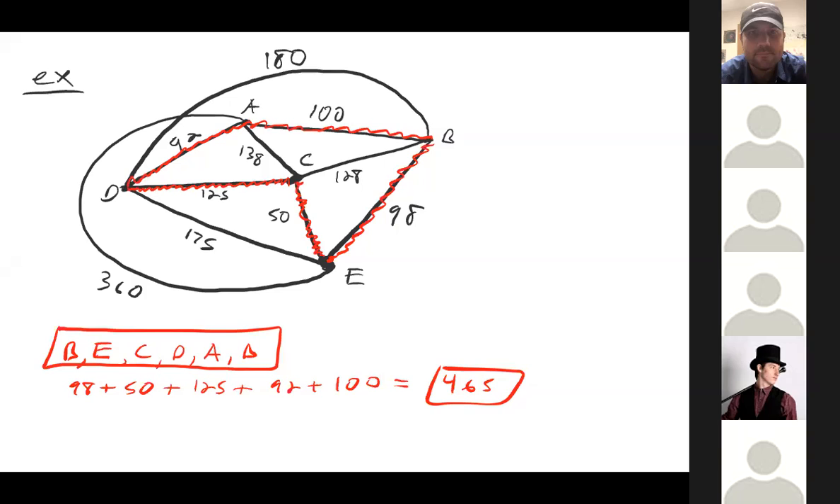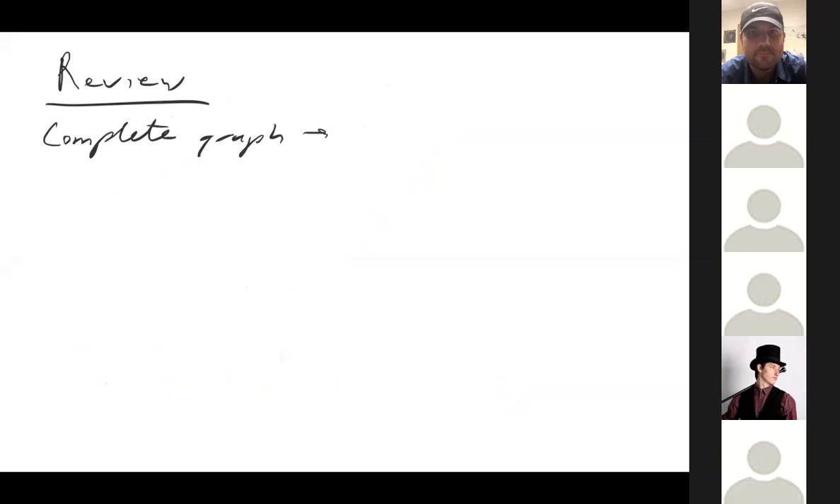Let's just review for a second here some things, okay? Just real quick review. We talked about a couple things here. We talked about a complete graph. Let's just talk that out for a second. What's a complete graph? Well, a complete graph is when every vertex is connected to every other vertex, okay? All the problems we did in this section, we were dealing with complete graphs, okay?